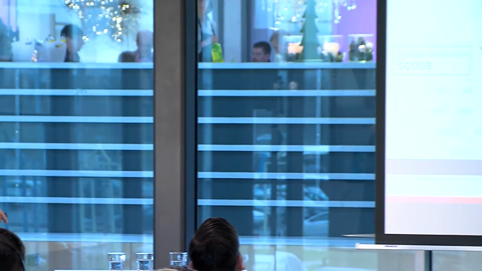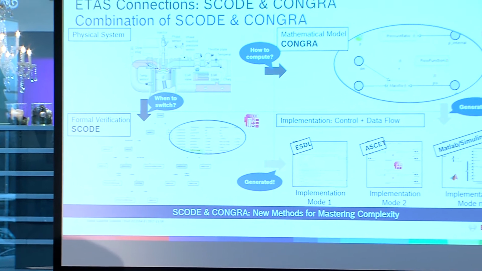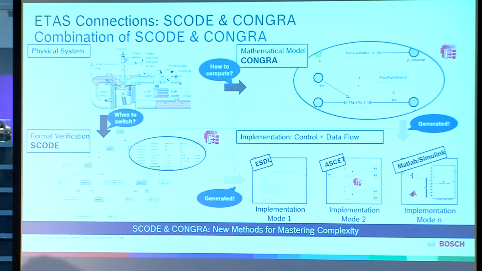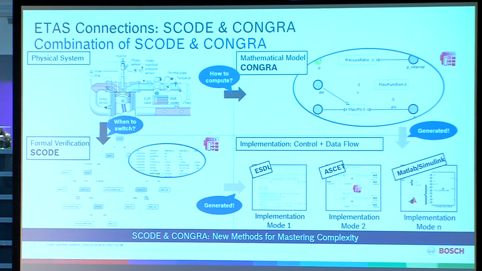On the left-hand side, we've got the physical system. We decide what we want to do. When do we need to switch? Which are the different requirements? That's SCODI. We describe the physics with equations, that's Congra. From both tools we generate code, and then we can put that together and implement it in the control unit as code. And this is what we did.